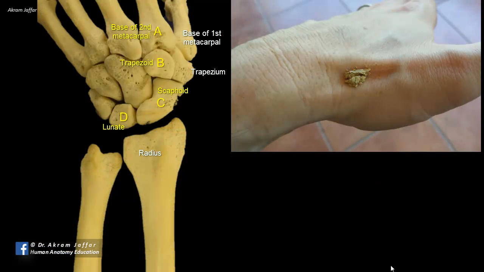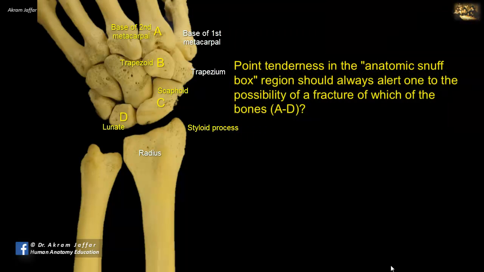In its floor can be felt the styloid process of the radius, the scaphoid bone in addition to the trapezium, and the base of the thumb metacarpal. Now, tenderness in the snuff box is an important sign of fracture of the scaphoid, which is the most commonly fractured of the carpal bones. So the answer here is C.